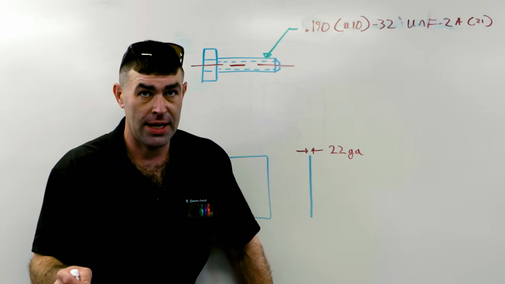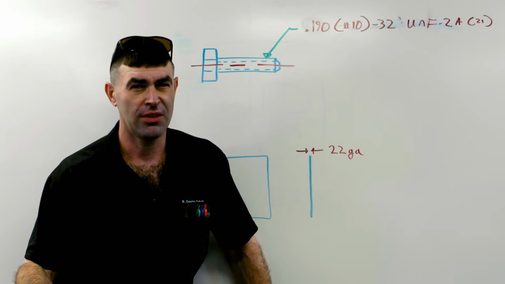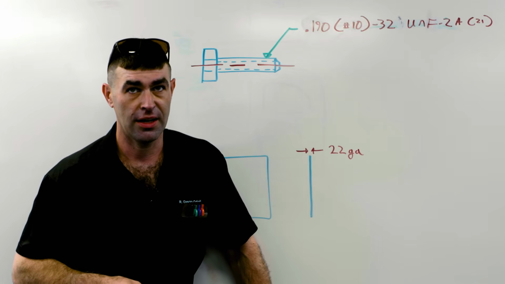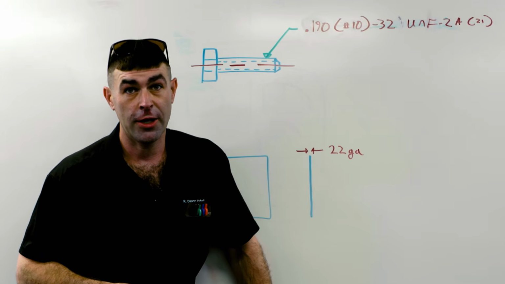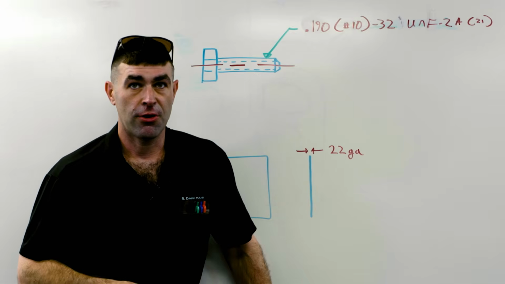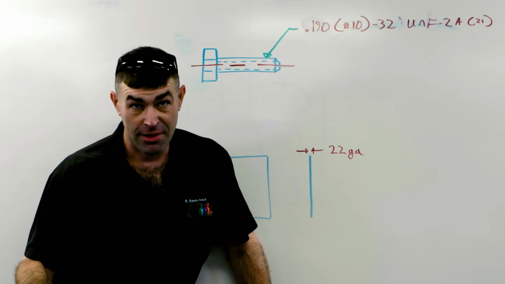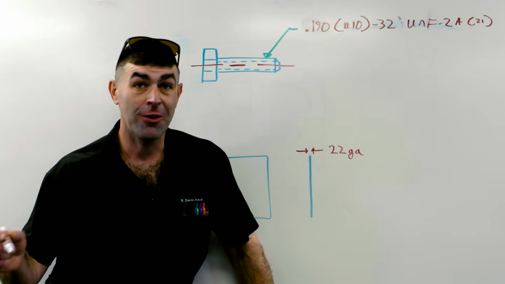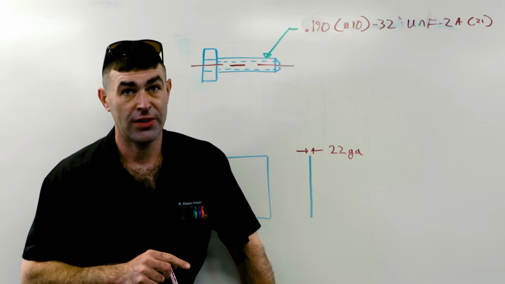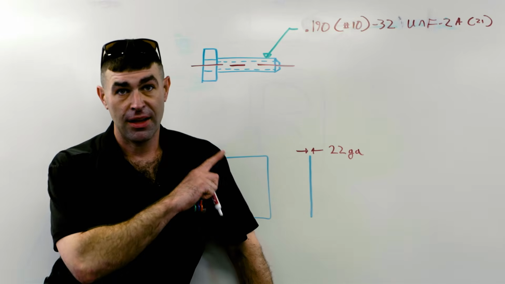I think for almost every thread the standard is coarse. For some reason in my head, I think for a number 10 screw, 32 is the go-to. I could be wrong. Let me know in the comments. UNF 2A for external. Now, again, I'm not saying this is good or bad, but this is how it should be done on an ASME Y14.5 drawing for threads.